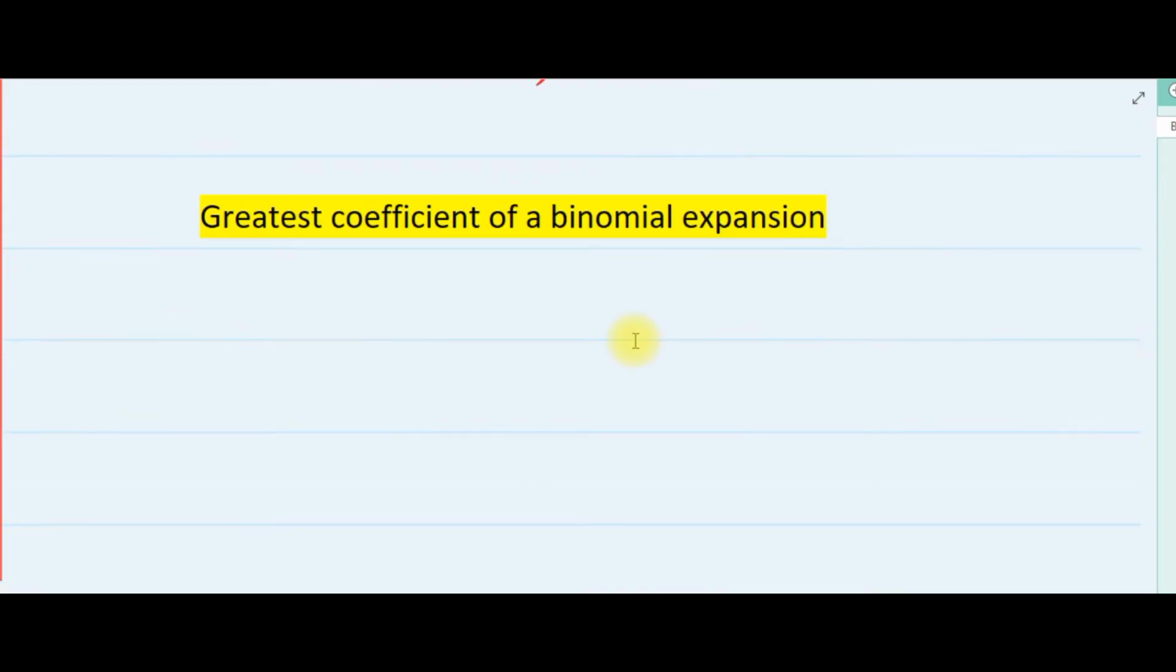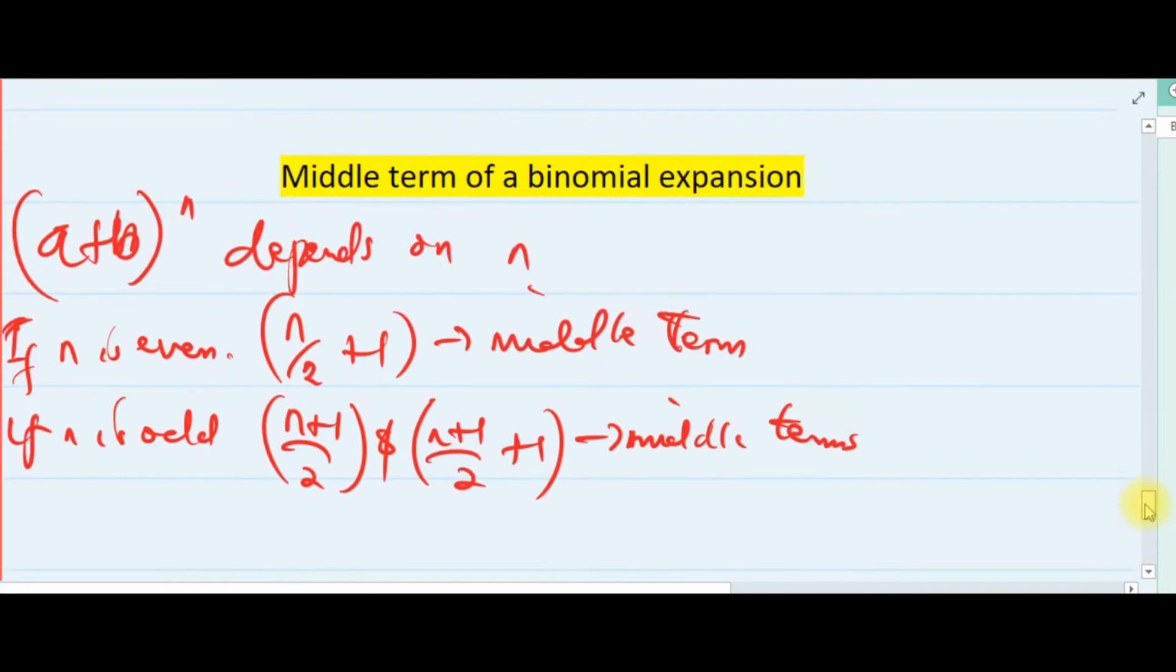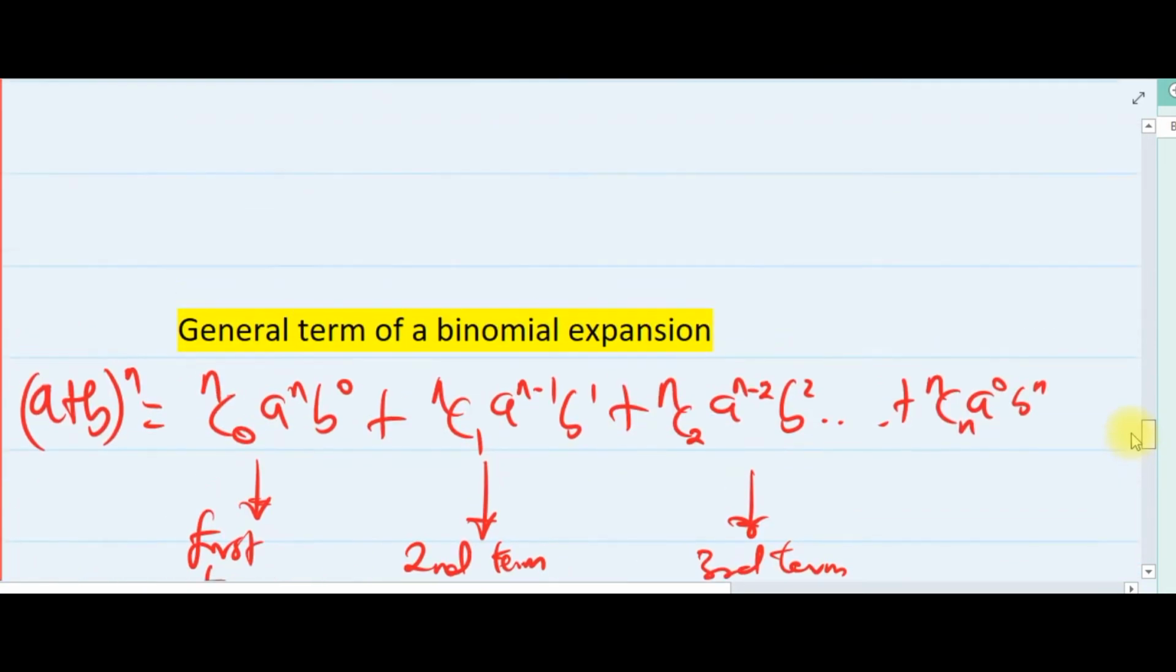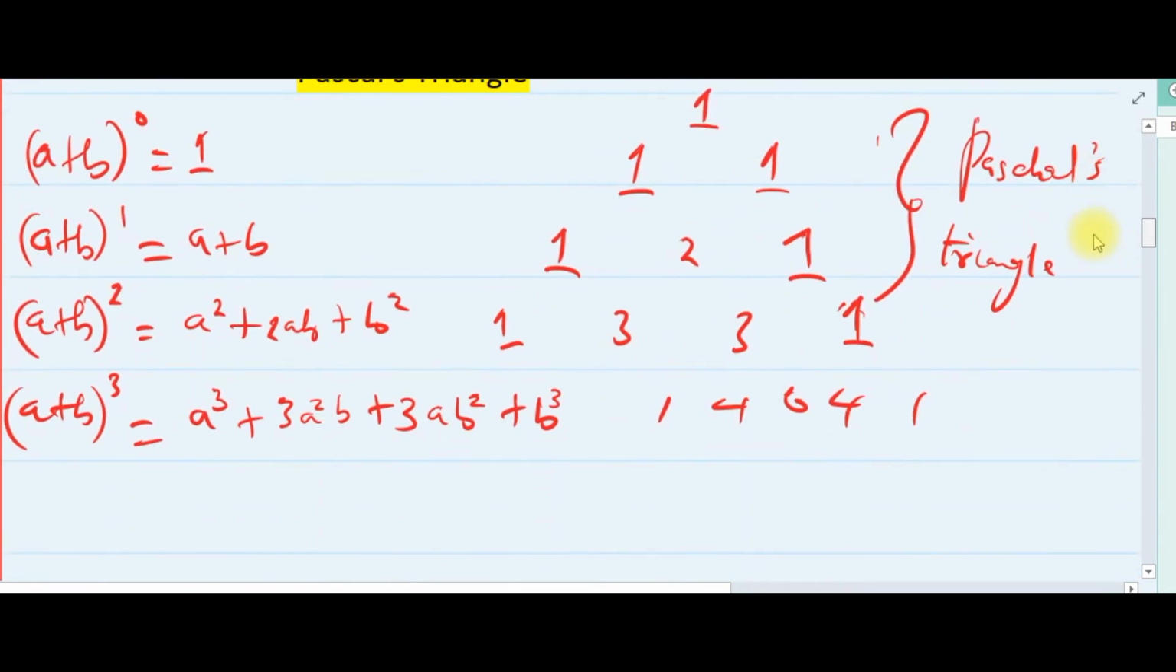And the greatest coefficient of any binomial expansion is the coefficient of the middle term. As you can see, you'll be wondering, assuming n is odd, it will have two middle terms, would they be the same? Yes, they're always the same. And you'll be wondering, why is this so? Let me just show you.